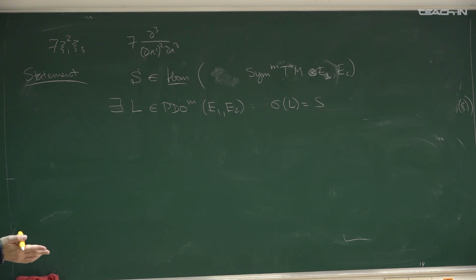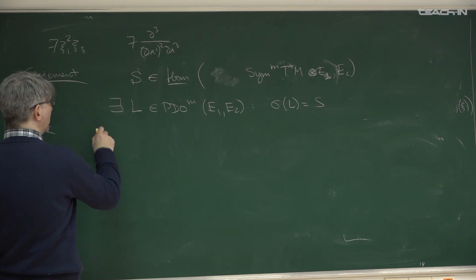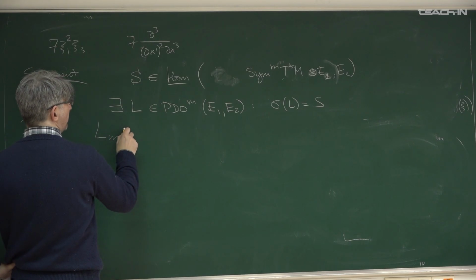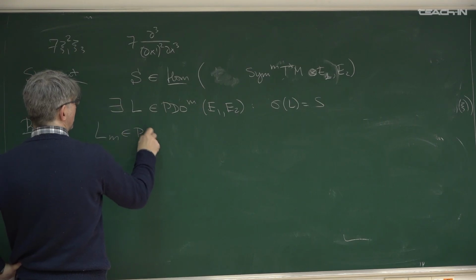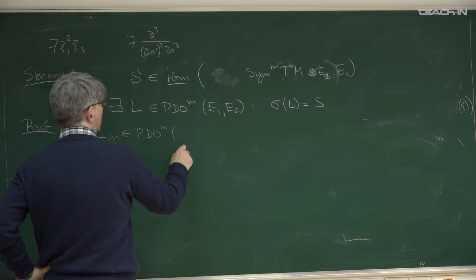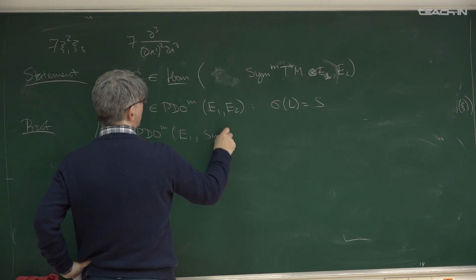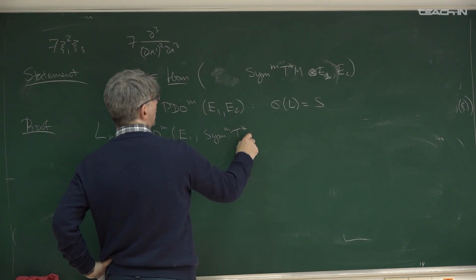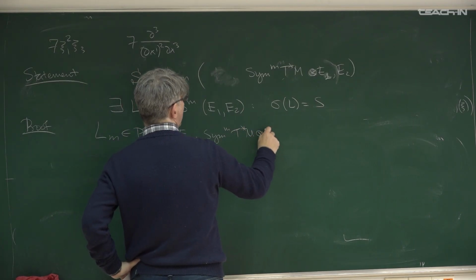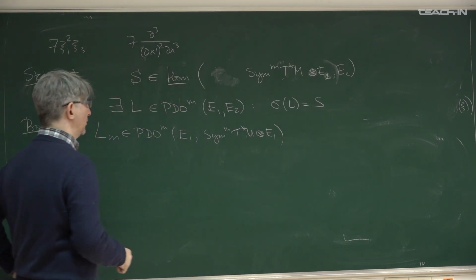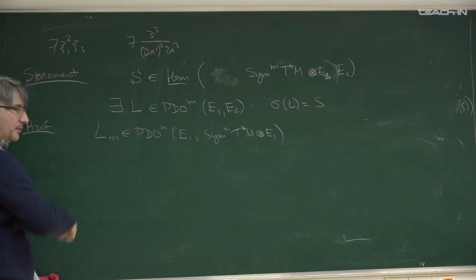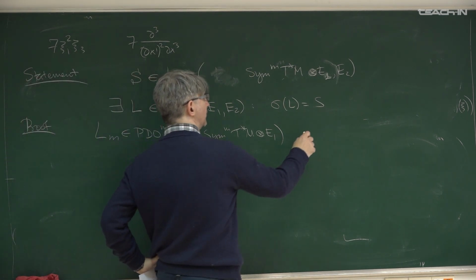Everything else is absolutely trivial. What you're doing. Let us consider Lm, which is a partial derivative operator from E1 to the mth symmetric power of tensored with E1. We already know that we have differential operators such that its symbol is identity.